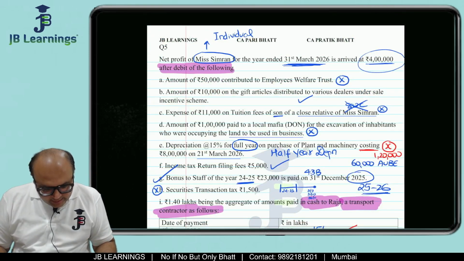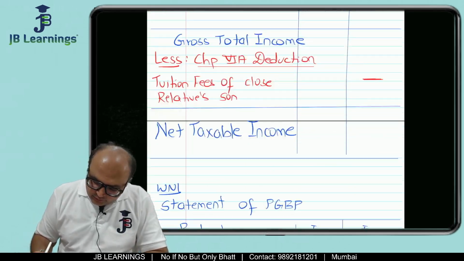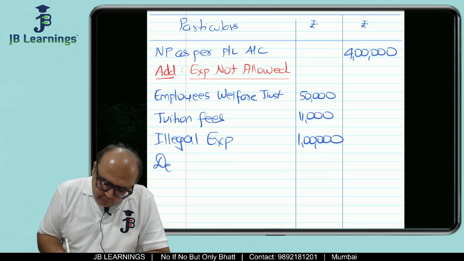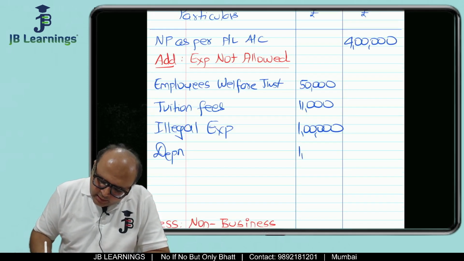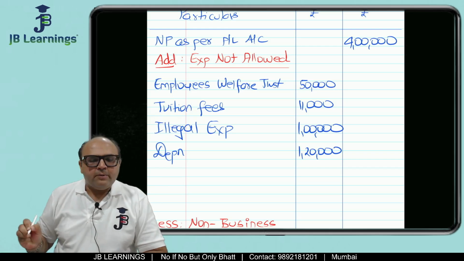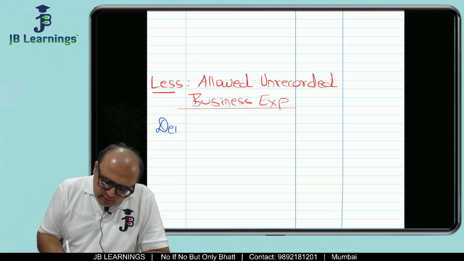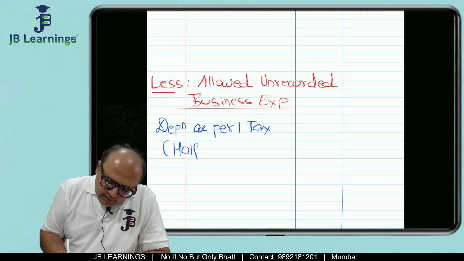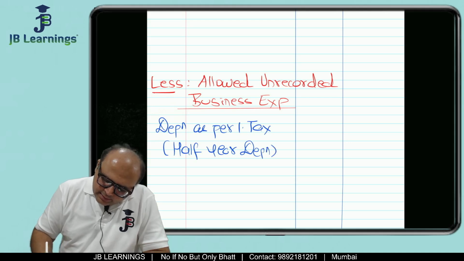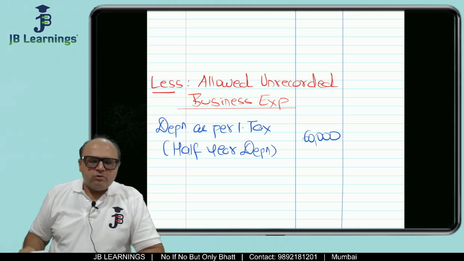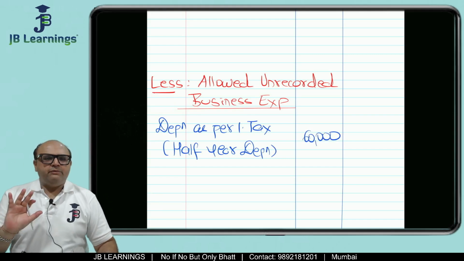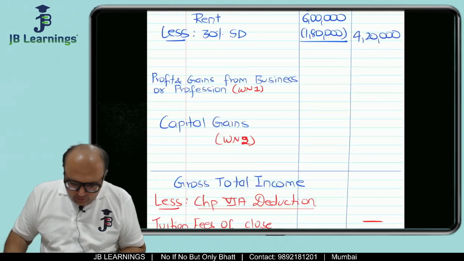Then next is depreciation. Yes, this is something which is very, very important. So what they did was they debited 1,20,000. Now what you can do is immediately over here only, depreciation as per income tax. So as per income tax, you will get only half year depreciation, which is 60,000. So they debited 1,20,000, but we get only 60,000, correct?